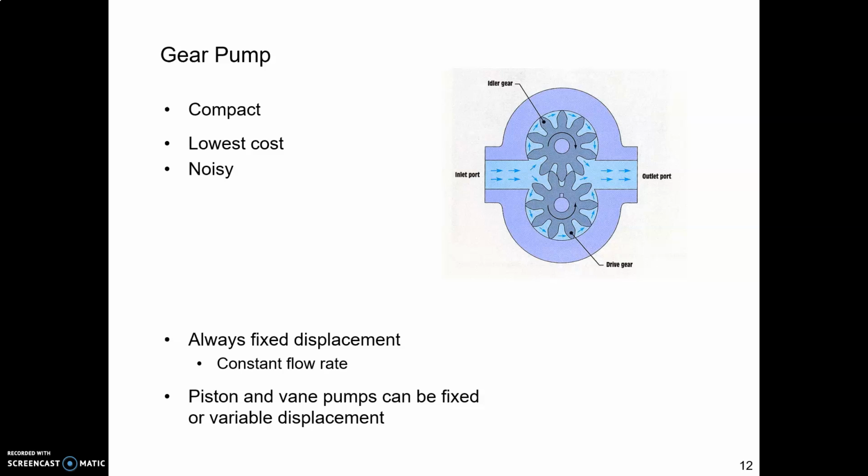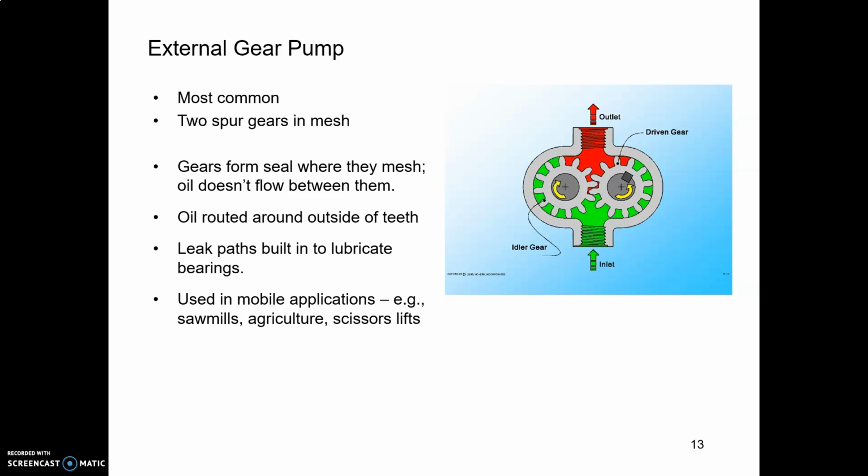On the other end of the spectrum, the lowest cost pump is a gear pump, and it's low cost, it's more noisy, and gear pumps come in several flavors. One kind is an external gear pump, so these are basically spur gears, and the oil goes around the outside of the spur gear and gets pushed up through an opening.